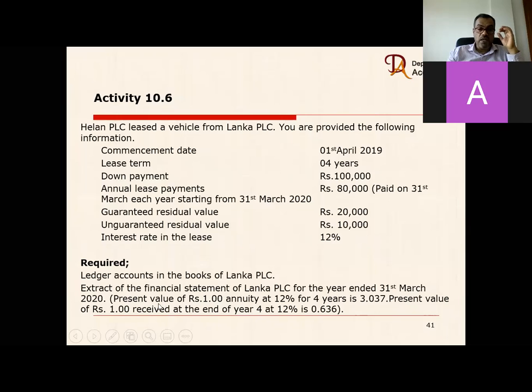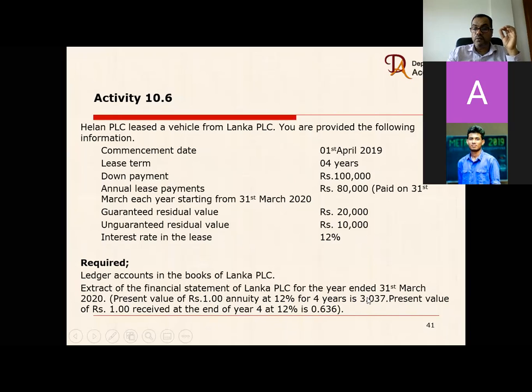For your convenience, present value of 1 rupee has been given in two forms. Annuity at 12% for 4 years, 3 point something. Remember, recall the calculation I did. Another term for this is present value interest factor for annuity, PVIFA, at 12% for 4 years. How do you calculate it? I gave you the formula. You can use either a financial calculator or Excel.